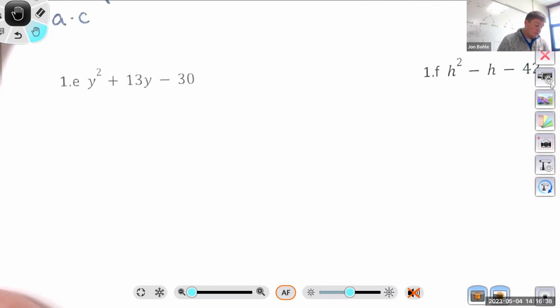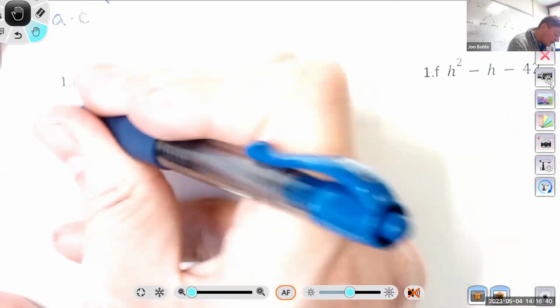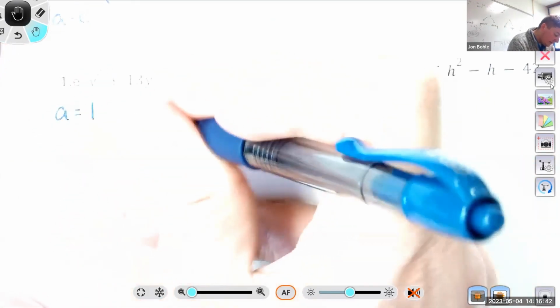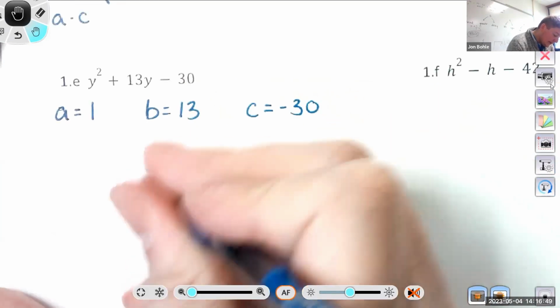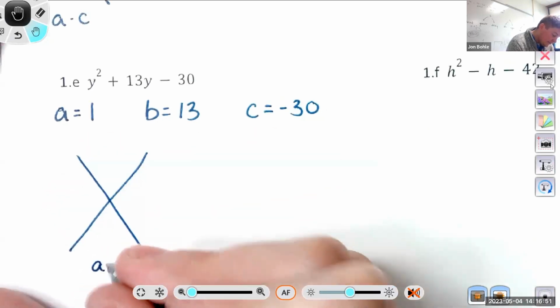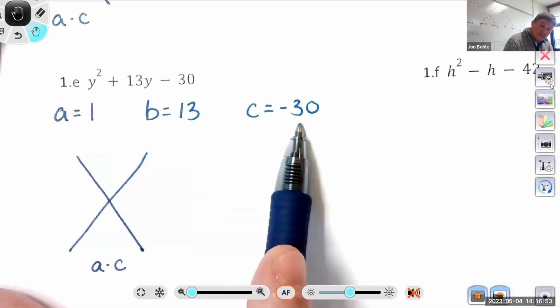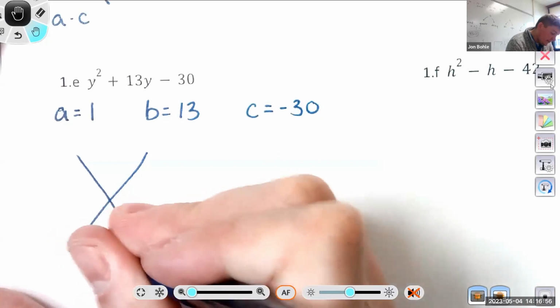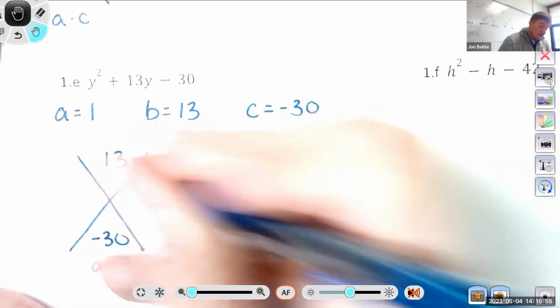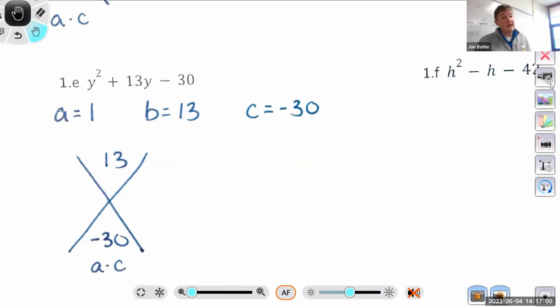Okay, so now what happens when we have to multiply to a negative? Well, everything's the same. You just have to think about it a little bit differently. Still set up A times C, negative 30. B value of 13. So I'm looking for numbers that multiply to negative 30 and add to 13. But it might actually be more beneficial to think differently, since one of those numbers is going to be negative.